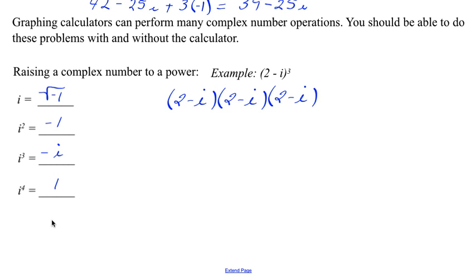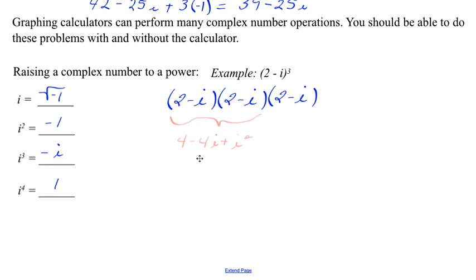And anything you repeat down here, i to the fifth, this will just repeat. i to the fifth will be the same as the square root of -1. This will be i to the sixth, seventh, eighth, 9, 10, 11. It'll just keep repeating in that same pattern. So what if we have 2 minus i, the quantity, to the third power? Well, that means 2 minus i times itself 3 times.